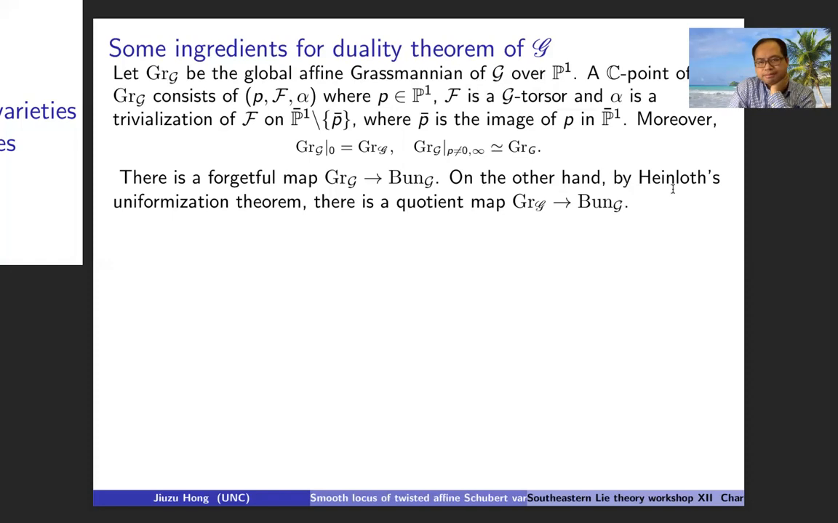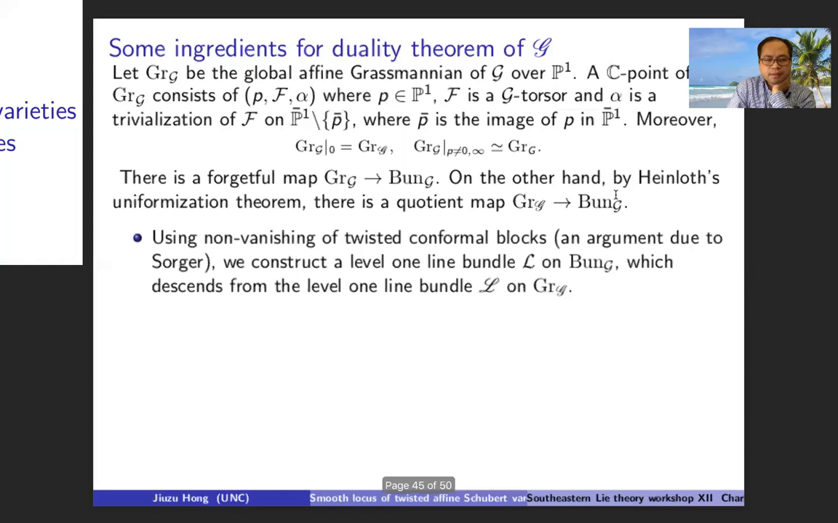And on the other hand, by Heinloth's uniformity theorem, there is also a quotient map. So the twisted Affine Grassmannian, the local one, will also map surjectively to Bun_G. Okay, so this is global. And to be honest, to do this kind of geometry, it is better to assume G is simply connected.